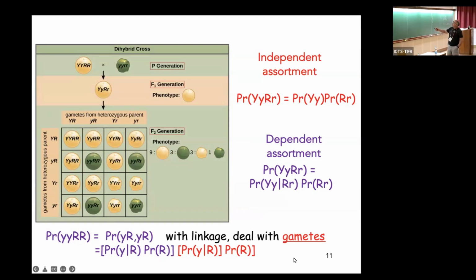However, if you have dependent assortment, you now have to do conditional probability. So in particular, if I wanted to compute a little y that is yellow, big R that is homozygous round, that means I've got to get a little y, big R from one parent, little y, big R from the other parent. So when you have linkage, instead of following alleles around, you follow around gametes. You can think about gametes as chromosomes, or more generally, I have a sperm cell with haploid sets in there, what's in there.